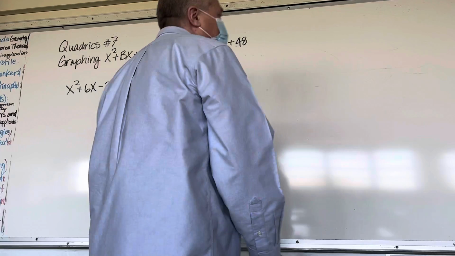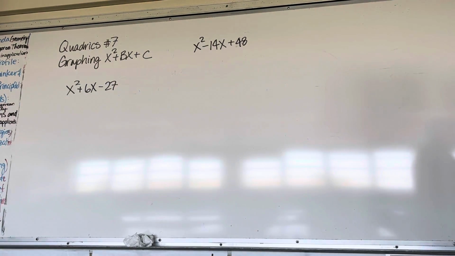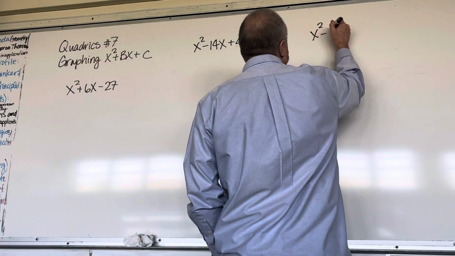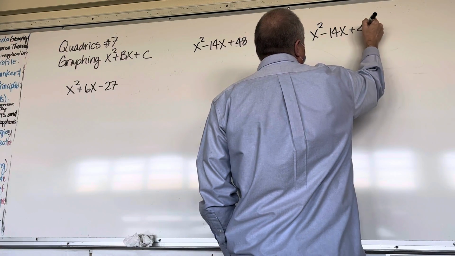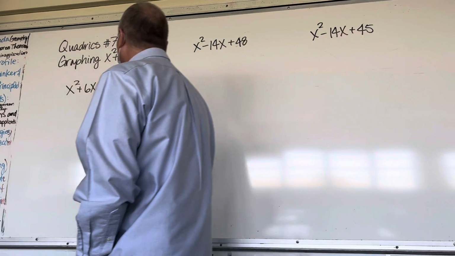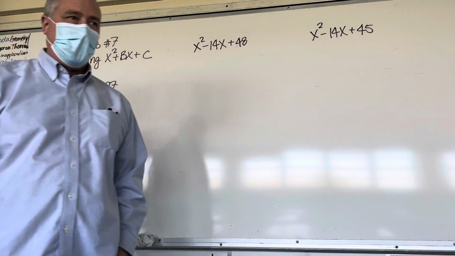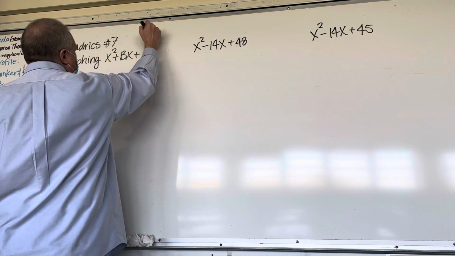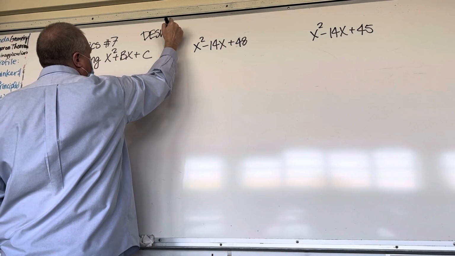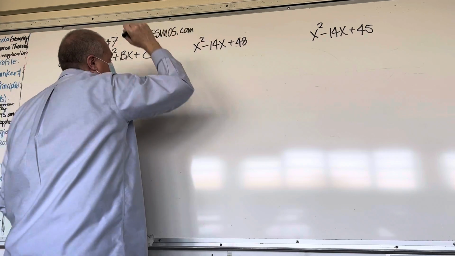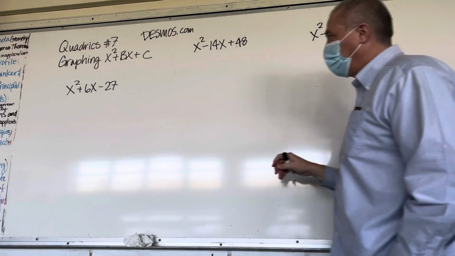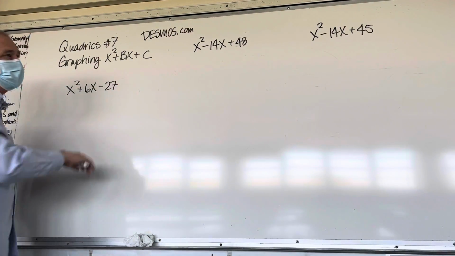So x squared minus 14x plus 48. Let me write these right. Did I write this one right? Minus 27, plus 48. And this one is x squared minus 14x plus 45. So here are 3 quadratics. Step 1, I think we should do is, let's go straight to desmos.com. Go straight to that on your Chromebook. And can you type in this first one? Type in the first quadratic, this one here. X squared plus 6x minus 27.